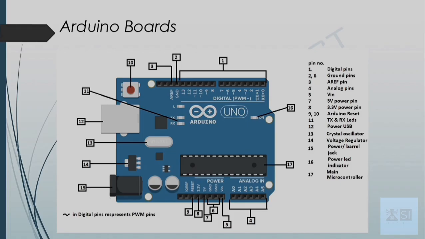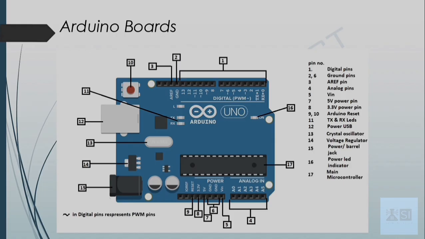Okay, the next are the pin number 2 and the two pins marked as 6. Pin numbers 2 and 6 are called ground pins, which can be used to ground your circuit. The pin marked as 3 is AREF, which stands for analog reference, and it is used to provide an external reference voltage between 0 to 5 volts.